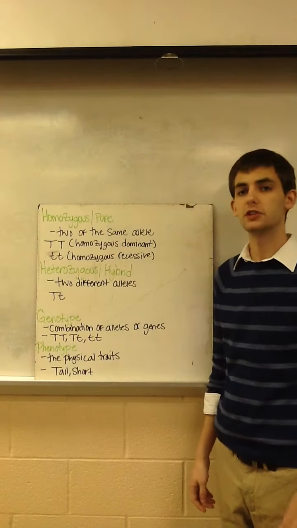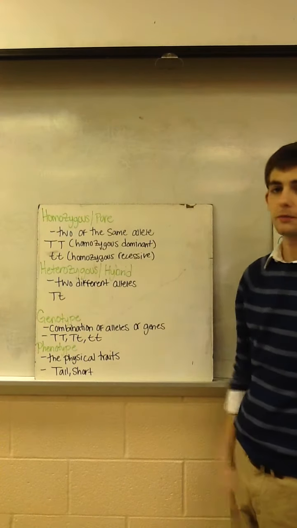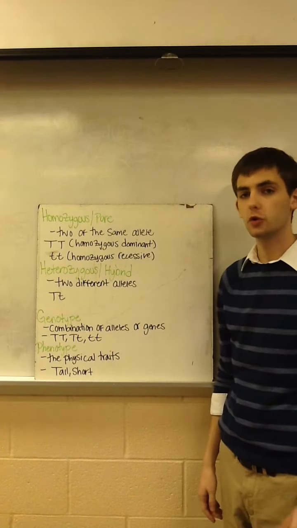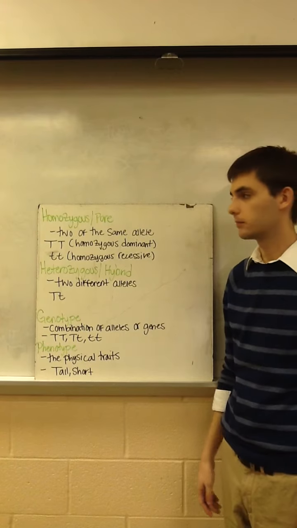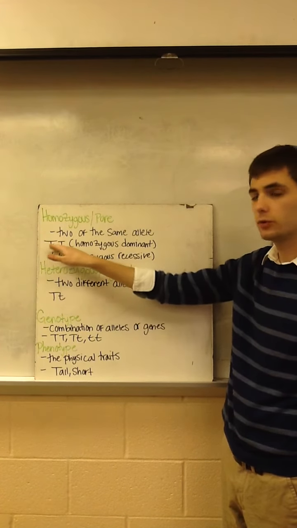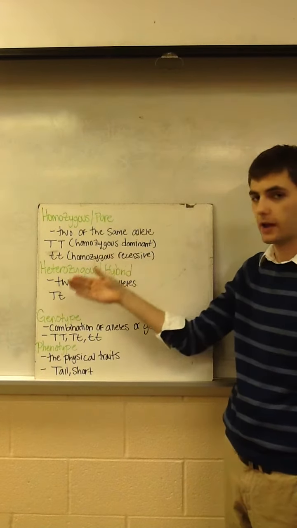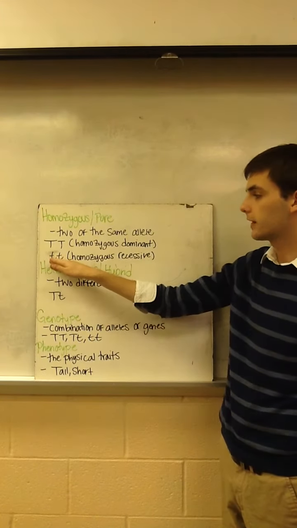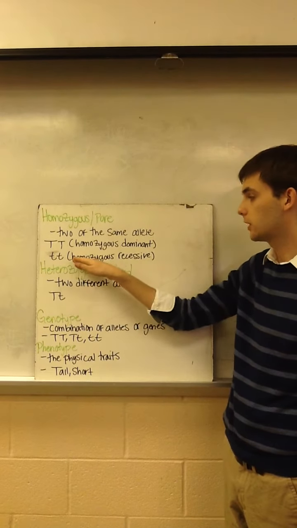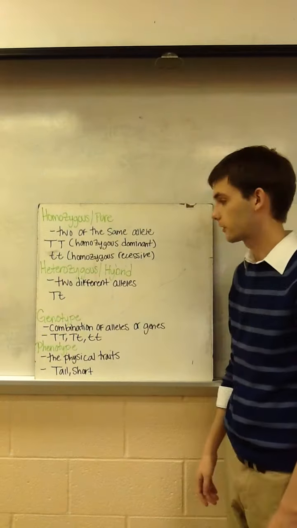A couple of definitions that go along with genetics. Homozygous is also known as pure breeding. This is when you have two of the same alleles for the same gene. So, for example, we can have two capital letters. This would be homozygous dominant, because dominant is capital letters. Or we can have two lowercase letters. This would be homozygous recessive. It's recessive because we have two lowercase letters.